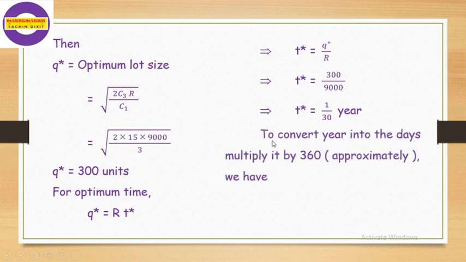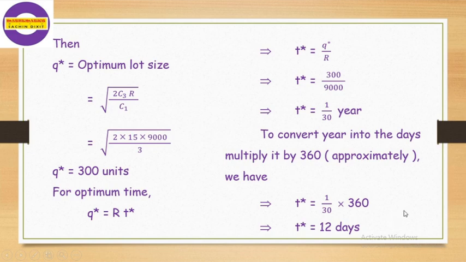To convert these years into days, we have to multiply it by 360 approximately. We know that 1 year is equal to 365, so we take here approximation for year as 360 days, because cancellation exists and we can find the value of T in terms of an integer. So we multiply it by 360. We get T star is equal to 1 by 30 multiplied by 360. Therefore T star is equal to 12 days.